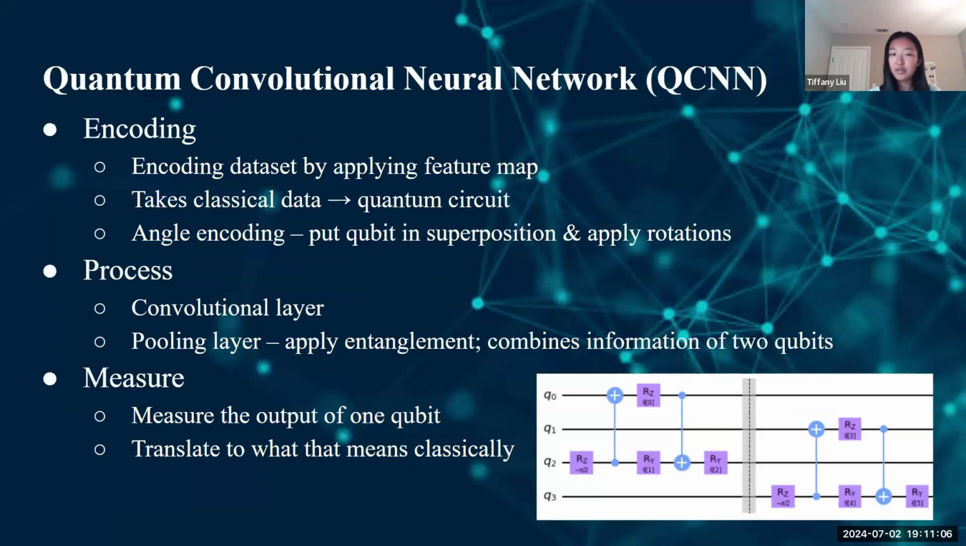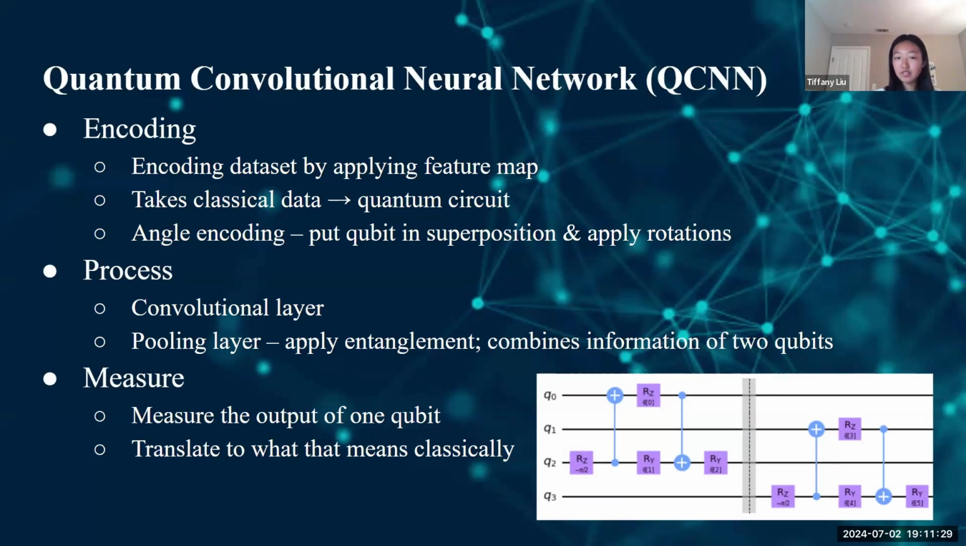So this QCNN algorithm will have 3 main parts. First, the encoding, then the processing, and finally measuring of the data, which just gives the output of the algorithm. So first, the encoding consists of converting the classical input data into a quantum circuit through angle encoding, which puts the qubits into superposition for parallel computation and applying rotation so that the data can be further processed.